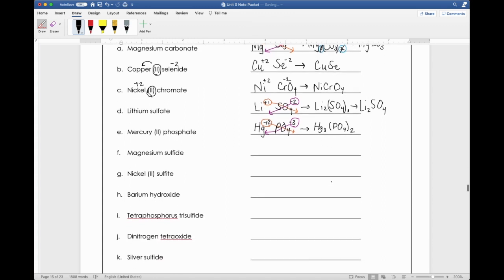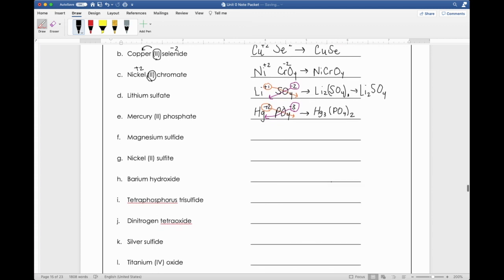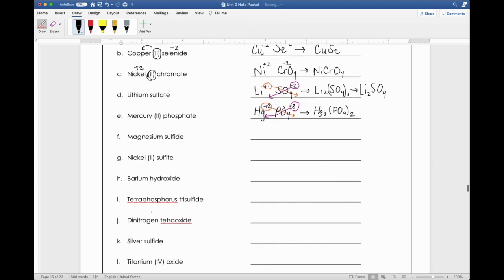We're going to skip a couple here and we're going to try I. So this one I want to do with you because we do have prefixes here. So there's prefixes because of course this is comprised of only nonmetals. So we're working with a covalent compound here. It's comprised of only nonmetals.